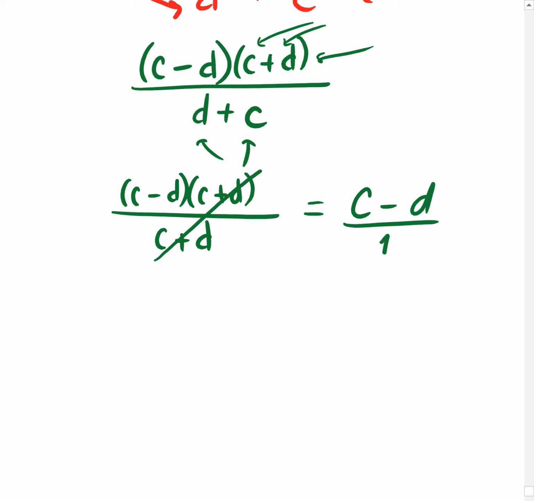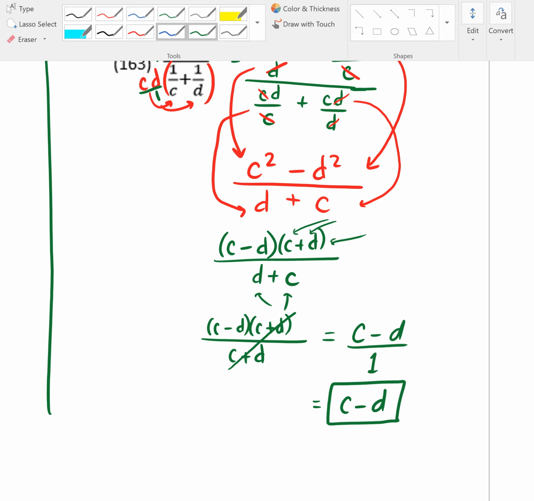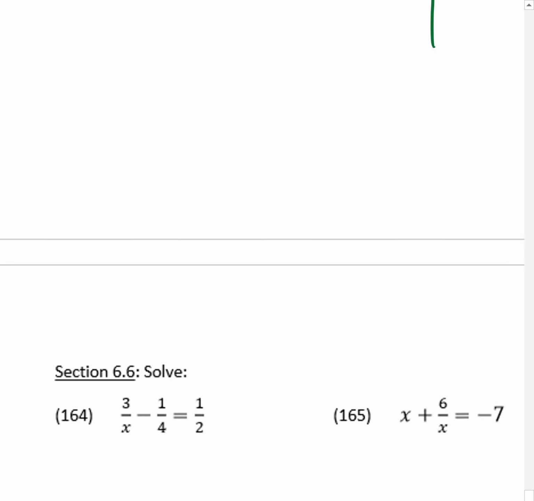I guess you could say 1 on the bottom, but we know that any fraction over 1 is just that thing, so we don't need that 1 anymore. The answer is just C minus D. It's hard to believe that that terrible problem just ends up being nice and pretty like C minus D. Alright. That was fun. Let's see what else we have here.